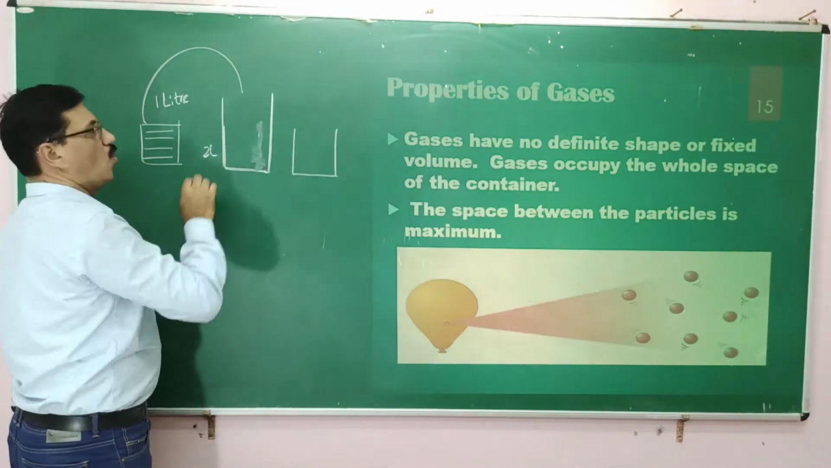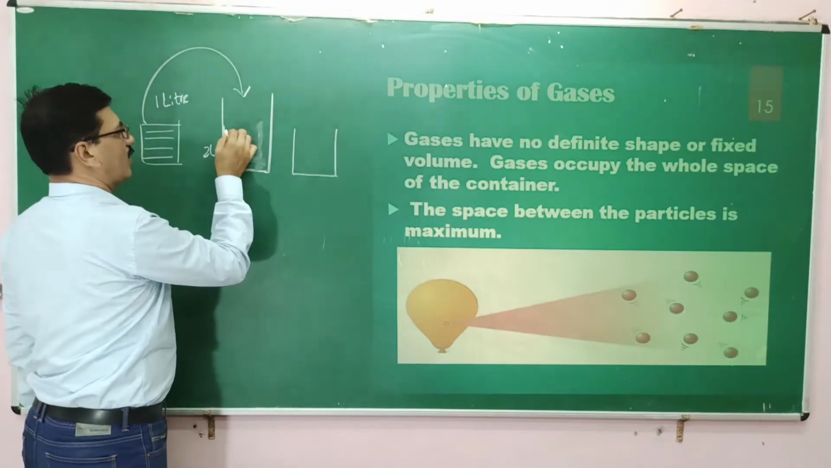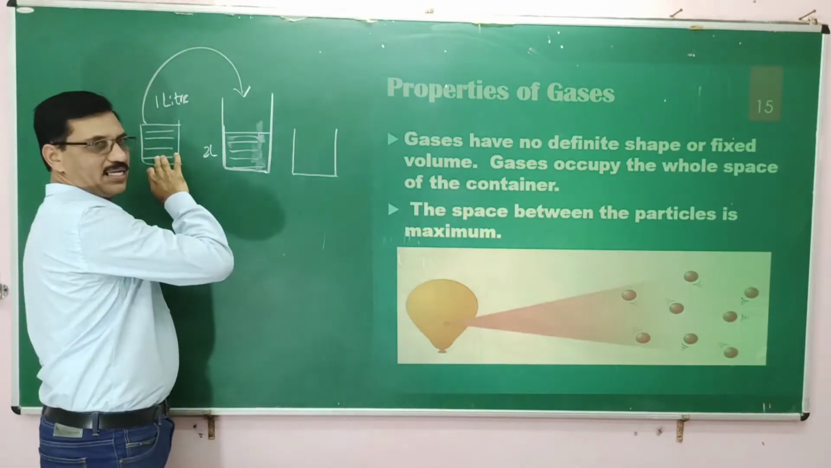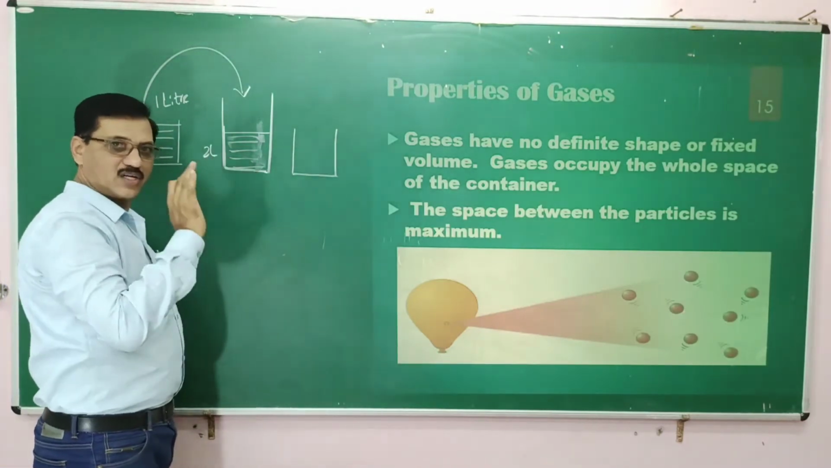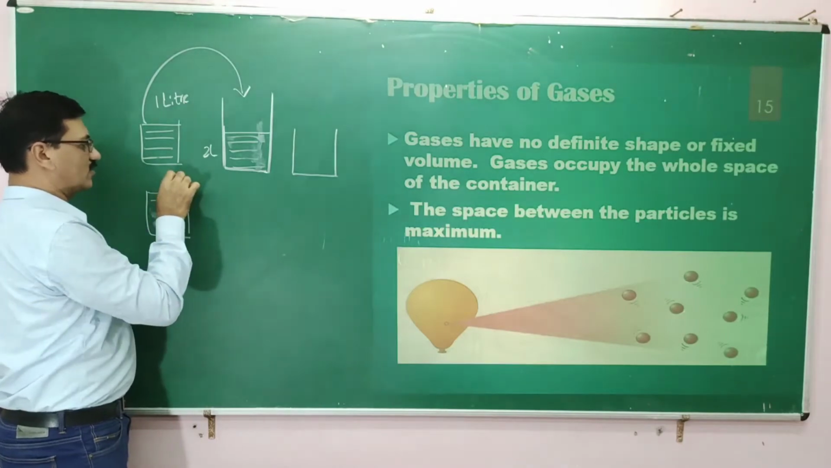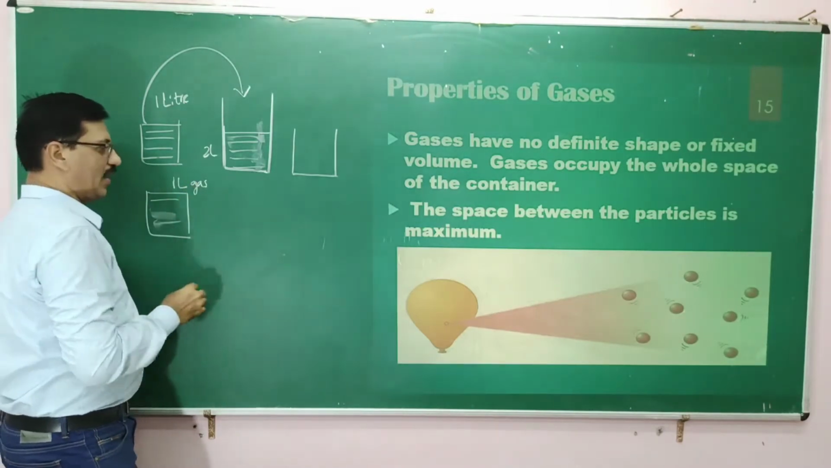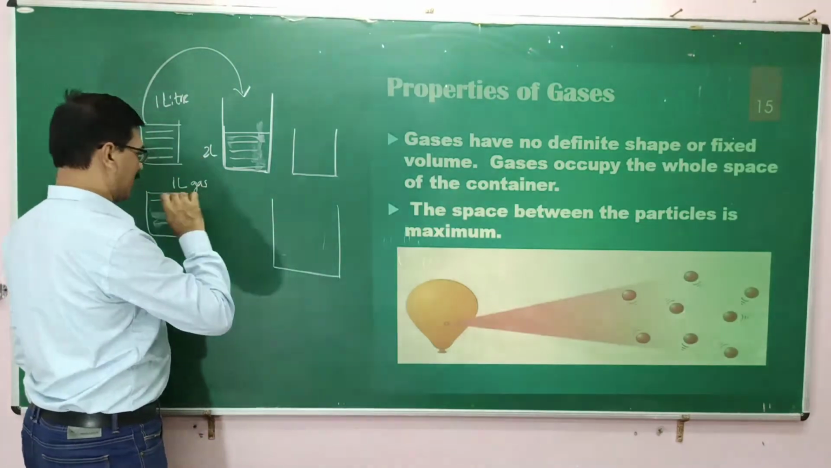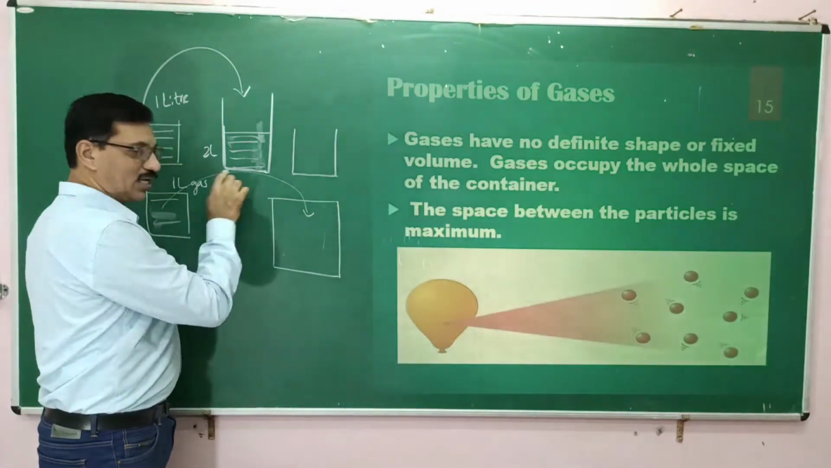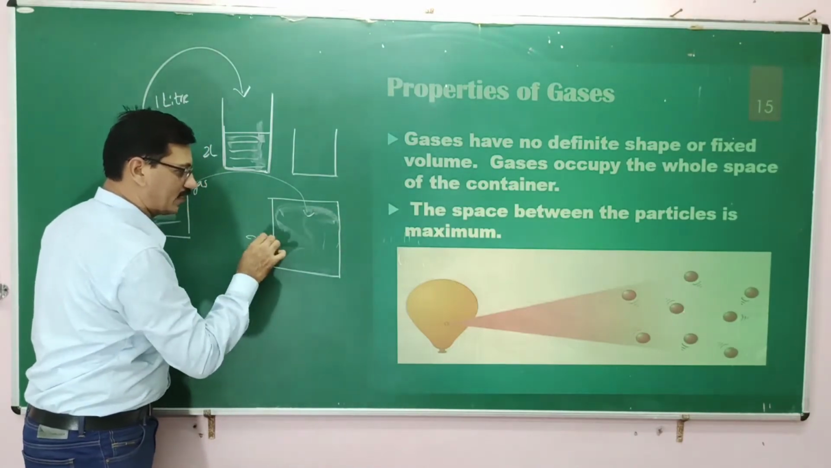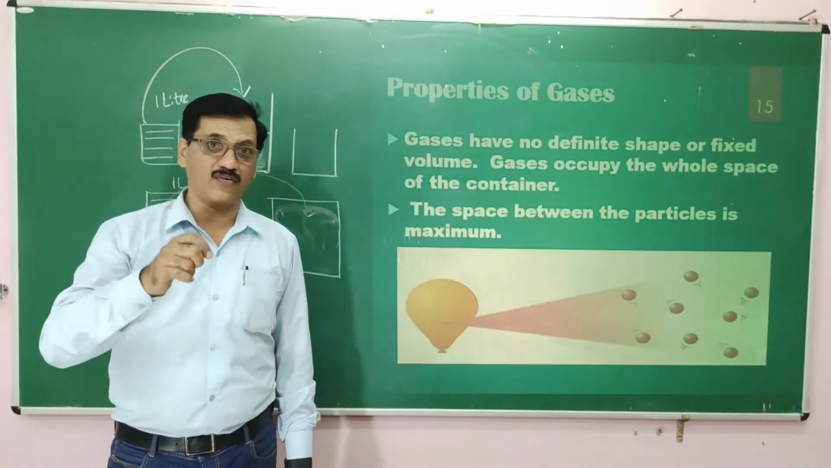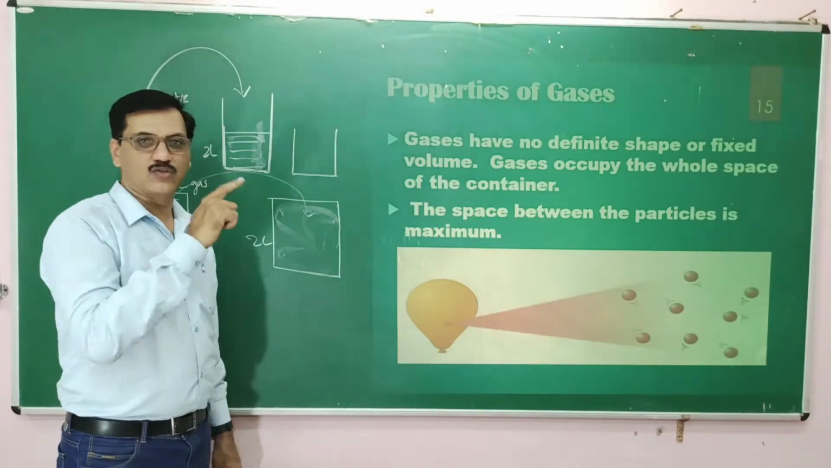The 1 liter of liquid you are putting into the 2 liter vessel will exactly occupy half of it. It won't change. So 1 liter will remain as 1 liter here. It has a fixed volume. Suppose you have 1 liter of gas, and you are pouring it into the 2 liter evacuated vessel, then this 1 liter of gas will occupy the whole of this 2 liter vessel, so now the volume of the gas is 2 liter. For this reason we say that gas has no fixed volume.